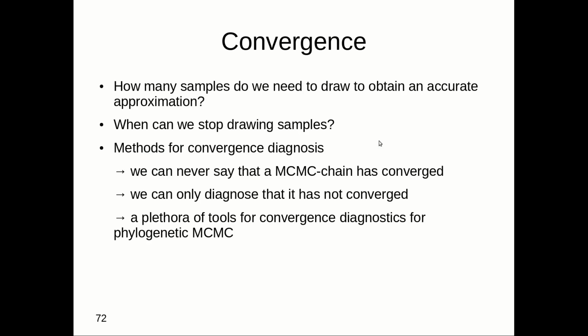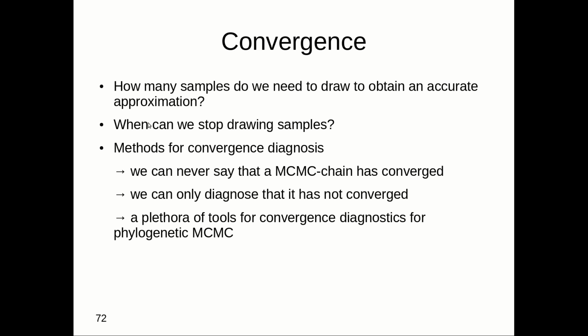So this takes us to the problem of convergence. How many samples do we actually need to draw to obtain an accurate approximation, right? For how long does our robot have to stay on our island such that we have a sufficiently accurate topographical map of the island?